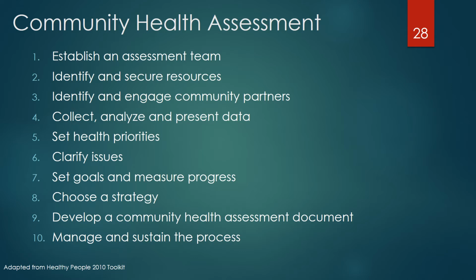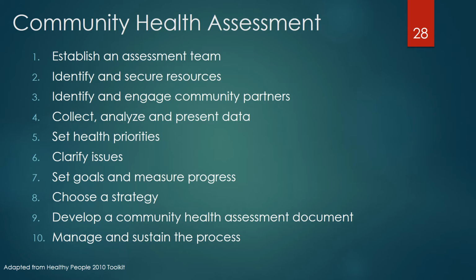Community health assessments are an important source of information to inform community coalition planning. Community coalition activities can also be a major part of a comprehensive community health strategy, step 8 on this list. Ten steps have been suggested for effective community health assessments, adapted from the Healthy People 2010 toolkit, including: 1. Establish an assessment team. 2. Identify and secure resources. 3. Identify and engage community partners. 4. Collect, analyze, and present data.